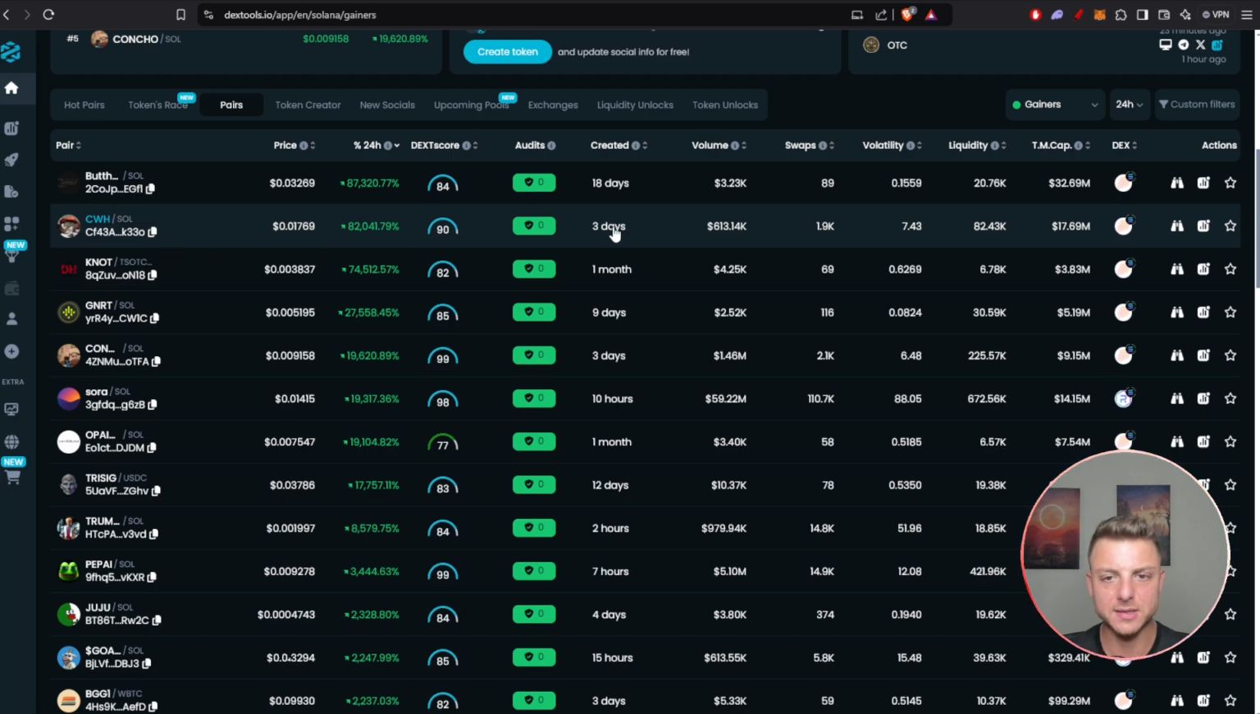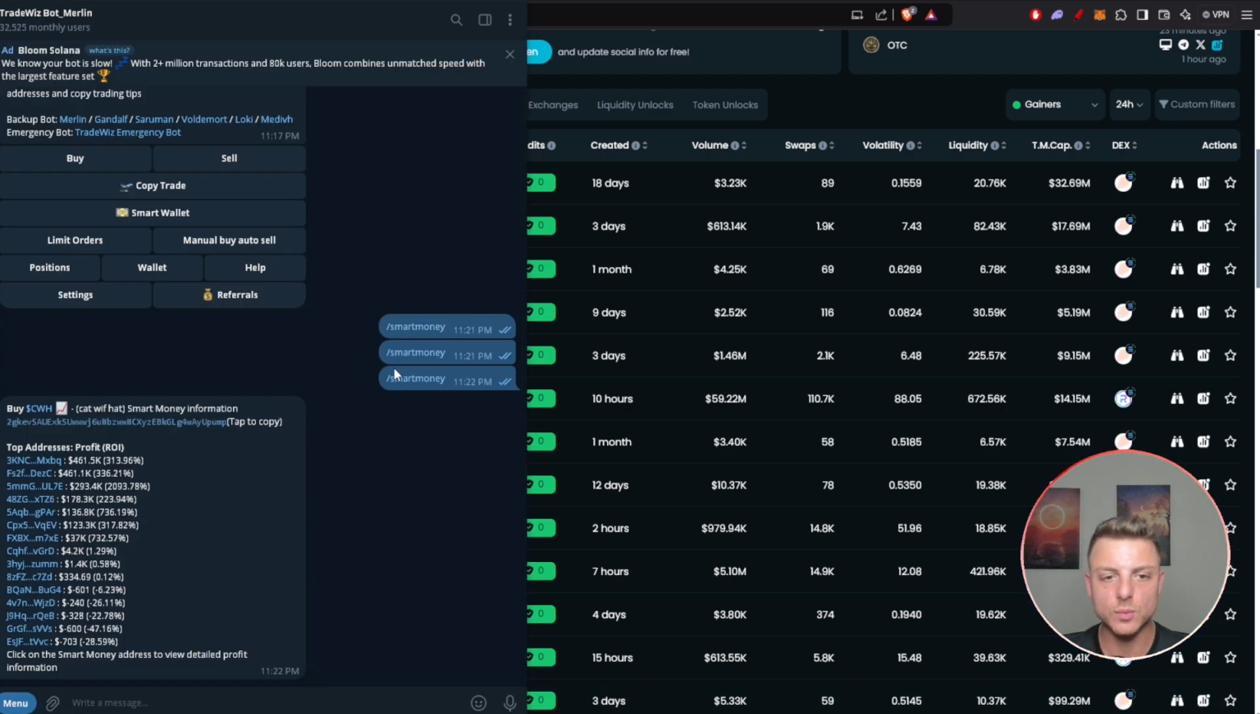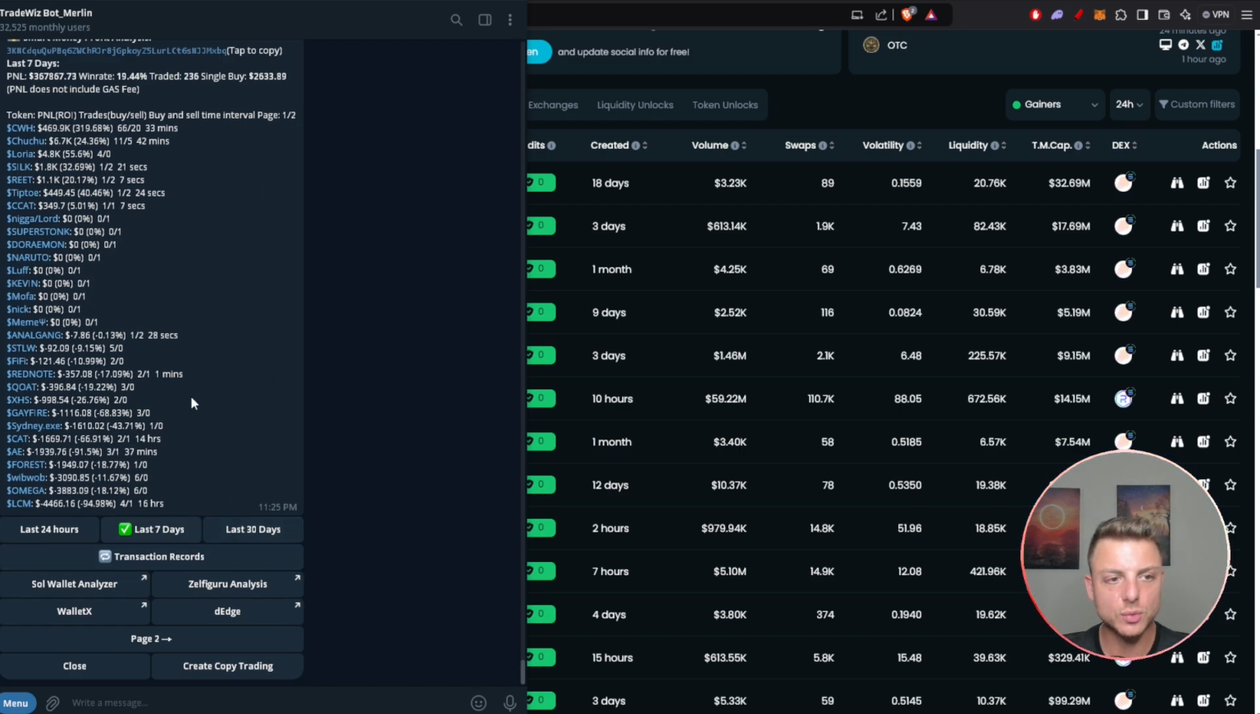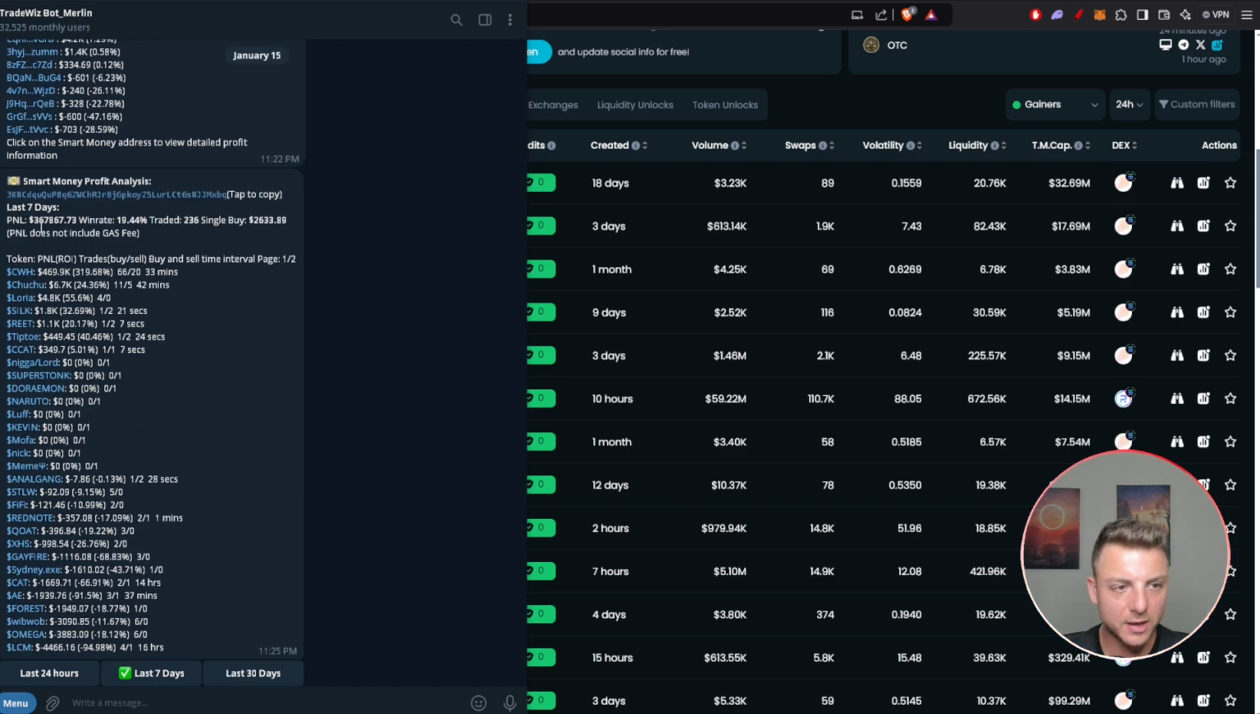So we've already pasted this contract for this 3-day-old pair right here, over $600,000 in volume. So we'll come over to TradeWiz, and once you hit smart money and paste in the address, now you can see smart money top addresses ROI. So we can just click on the first address and it'll give us all the information about this particular trader. We can see in the last 7 days, he's made over $367,000. He's got a really tiny win rate of only 19%. He has traded over 200 times, which is good.